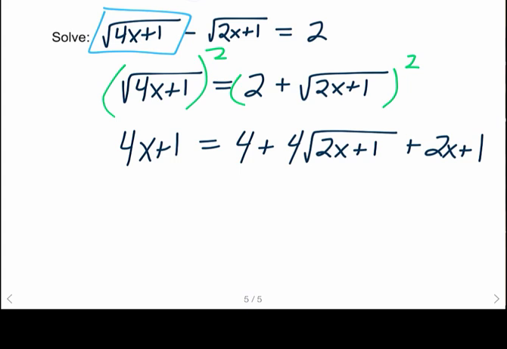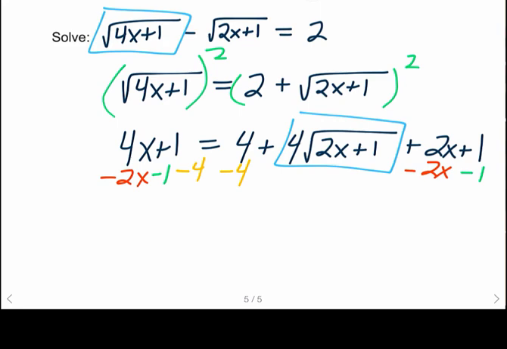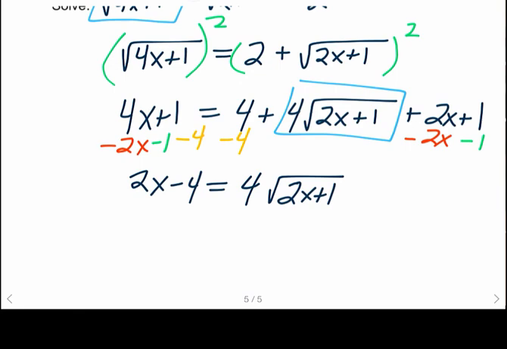On the right-hand side, we have 4 plus 4 times the square root of 2x plus 1 plus 2x plus 1. Now I'm going to, again, isolate the radical term by subtracting the 4, the 2x, and the 1 from both sides. That leaves me with 2x minus 4 is equal to 4 times the square root of 2x plus 1. At this point, I'd like to divide by 4, but I'd like to avoid a fraction. I have to take my pick. What I'm actually going to do is divide all of the terms on both sides by 2, because all the coefficients are even, and that's the best I can do without introducing a fraction.